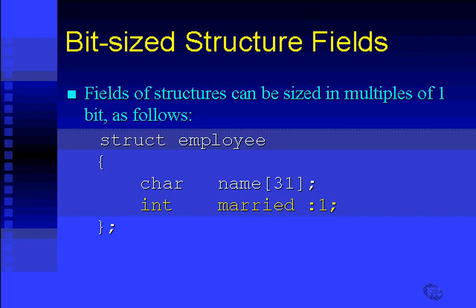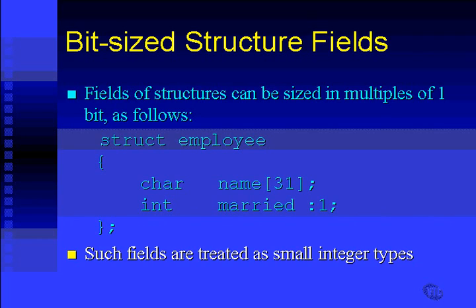If that read :2, then married would be 2 bits long. In other words, it could contain 0, 1, 2, or 3. 4 different combinations. The fact that it is a single bit means it can only contain 0 or 1. In other words, 2 combinations. In other words, a Boolean.